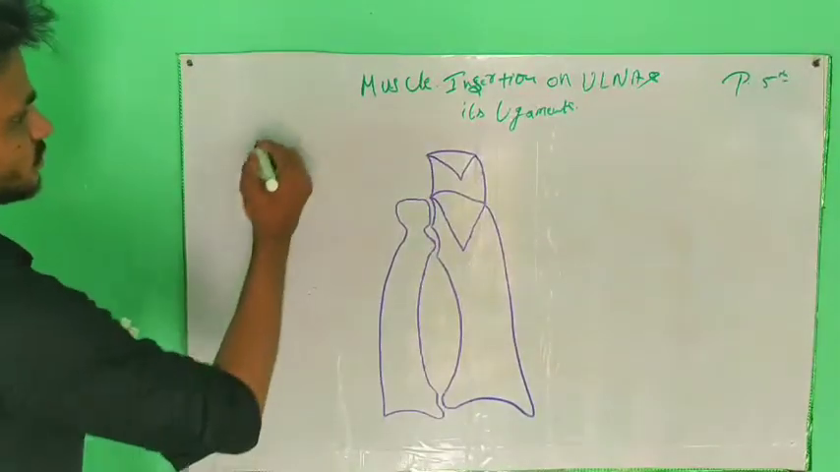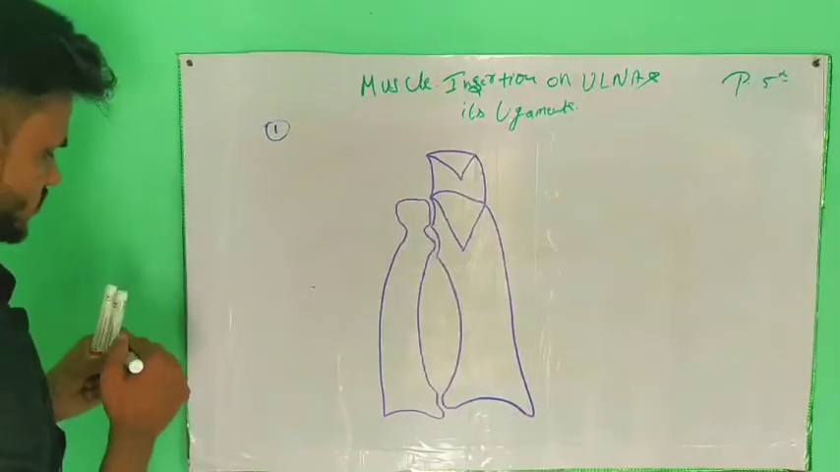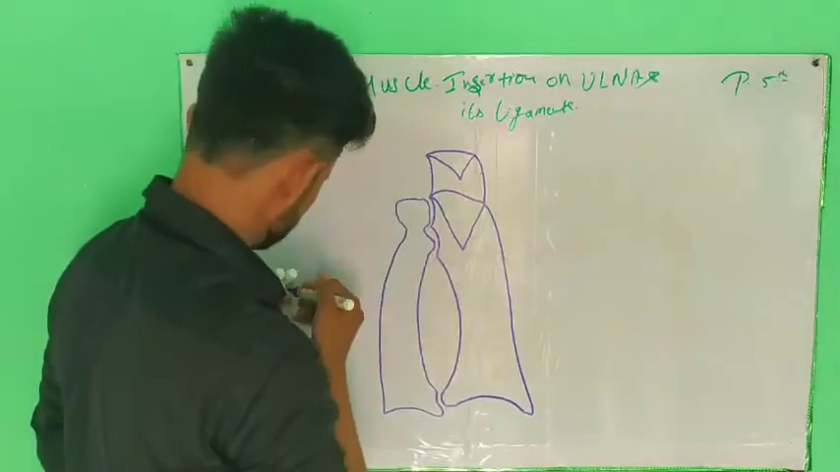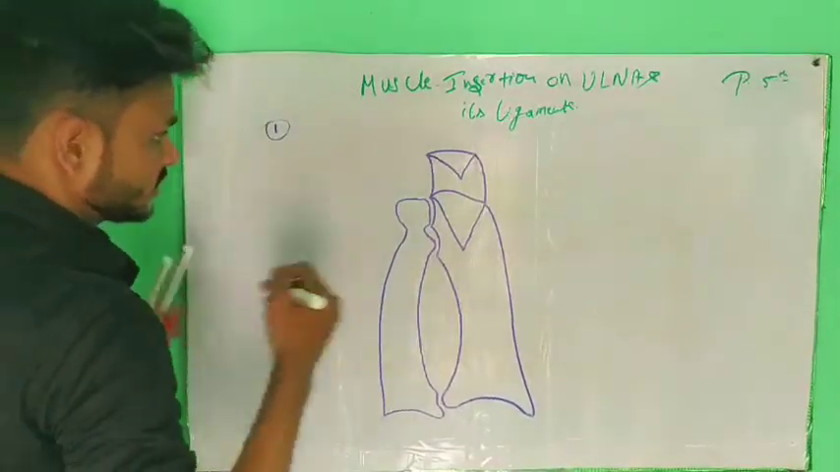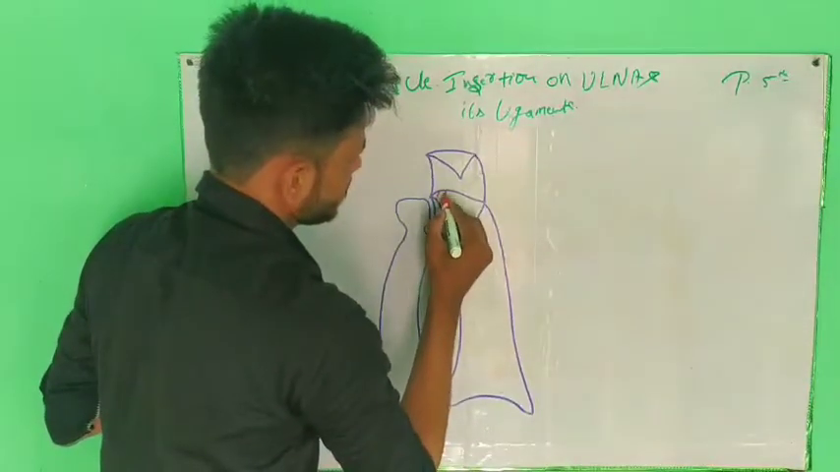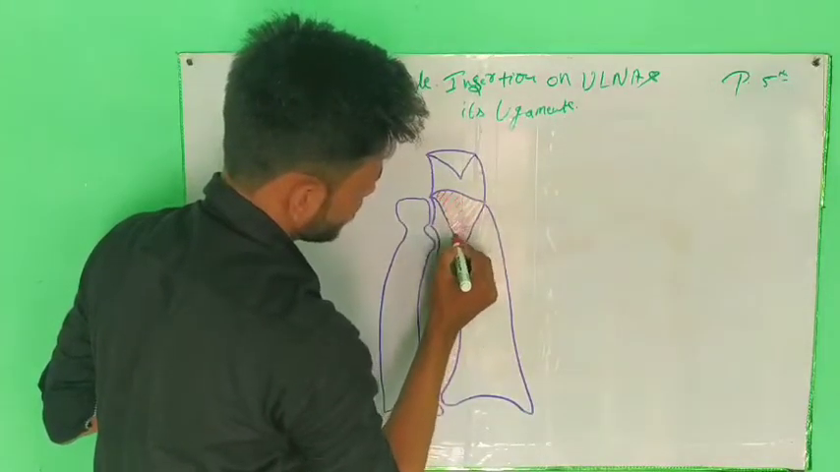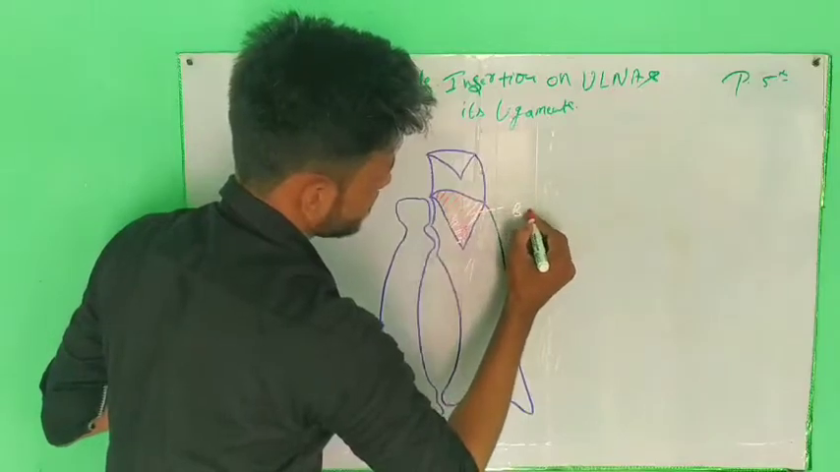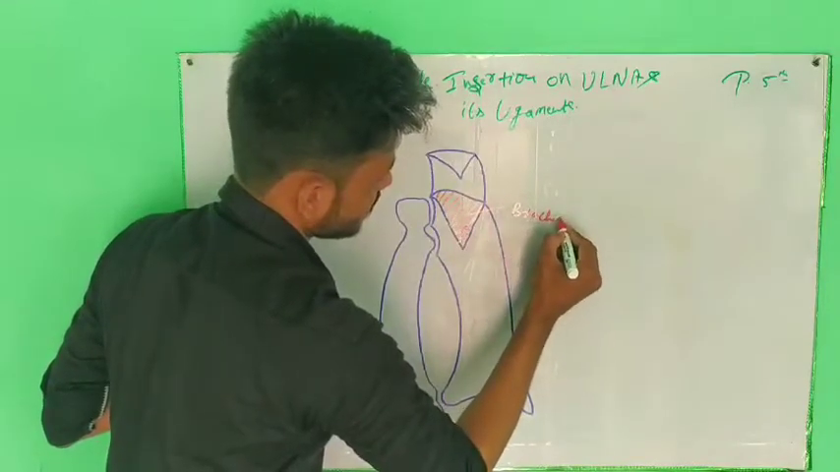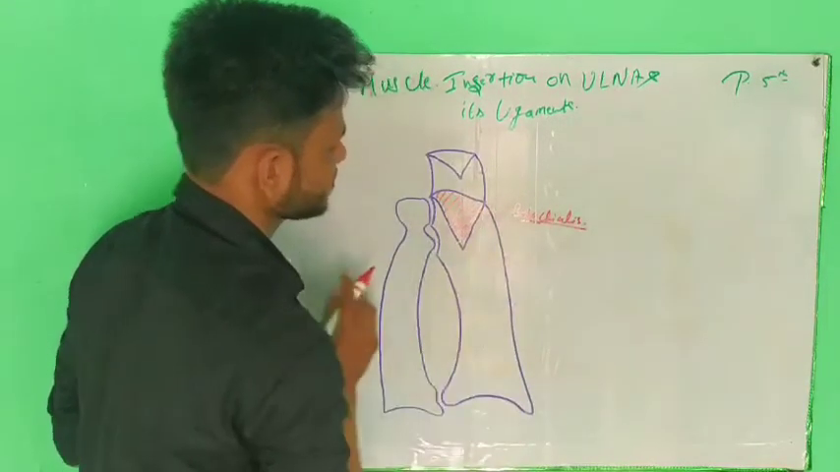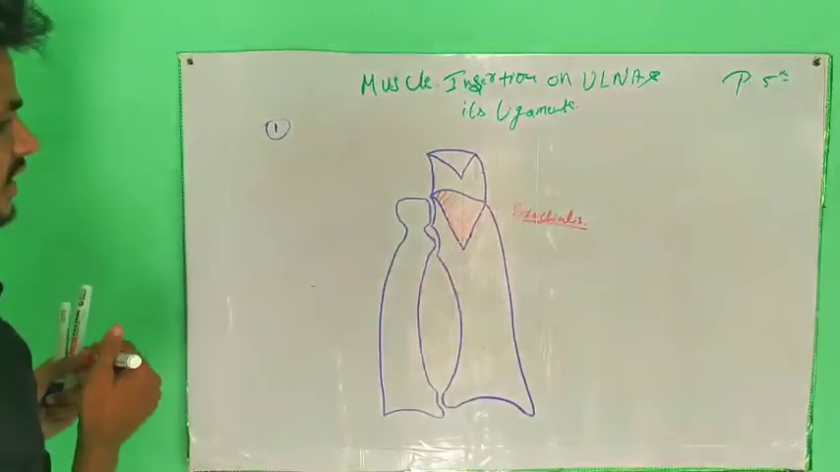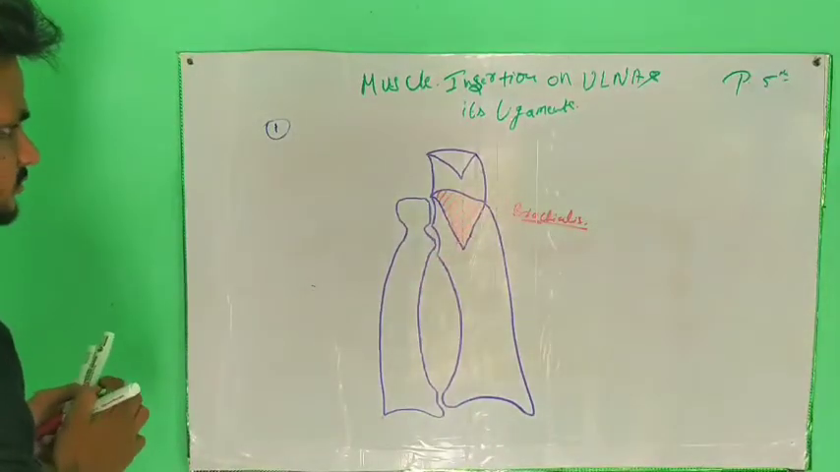The first muscle which is inserted on the ulna is inserted on the ulnar tuberosity. This muscle is called brachialis. Brachialis muscle is inserted on the ulnar tuberosity.